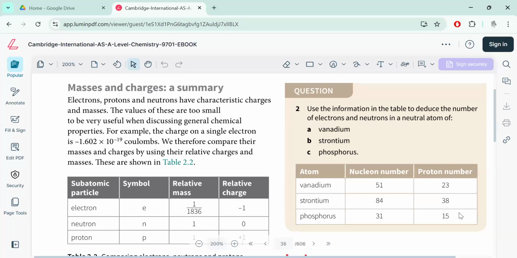So do you have any questions so far about the two questions here, about question number one, question number two, and also about finding the neutrons?